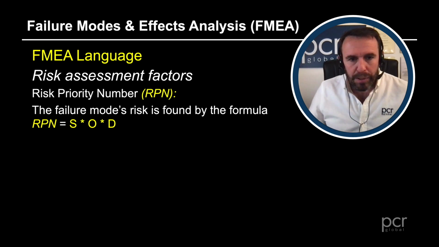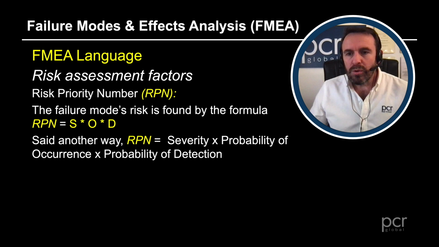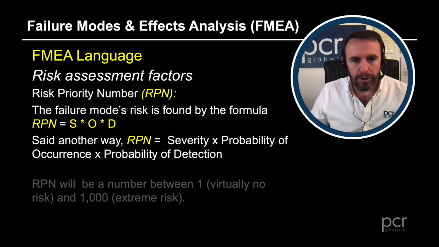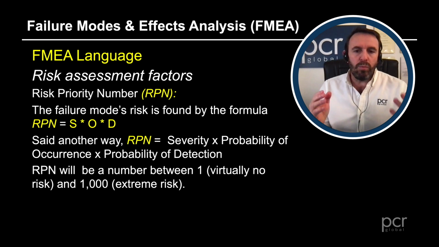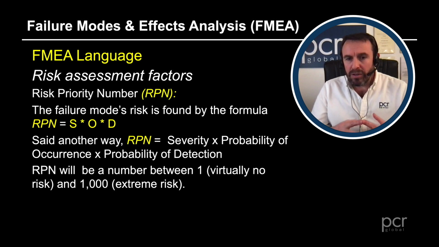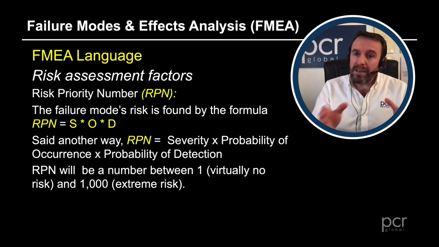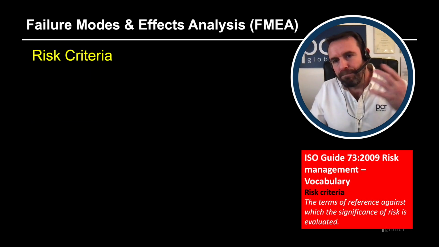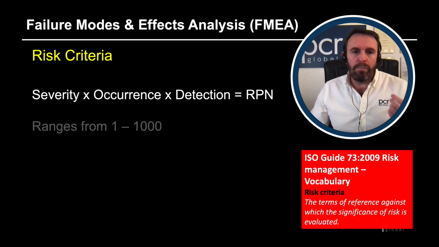So back to RPN. Said another way, severity times probability of occurrence times probability of detection. The RPN will be a number between 1, virtually no risk, and 1,000, extreme risk. Again, that's dependent on whether we've got a 1 to 10 or a 1 to 5 chart, of course. Put that risk criteria in there, again, so important.